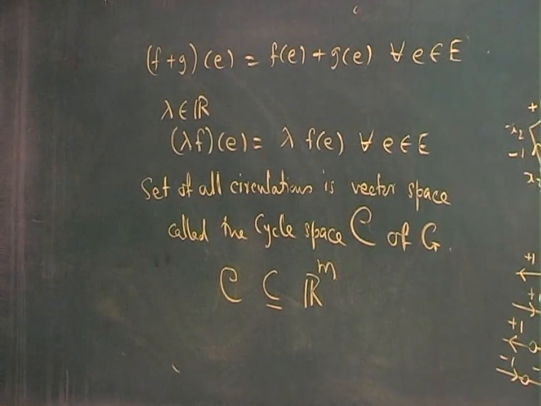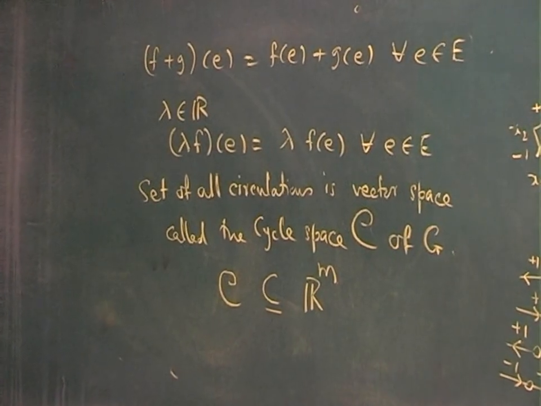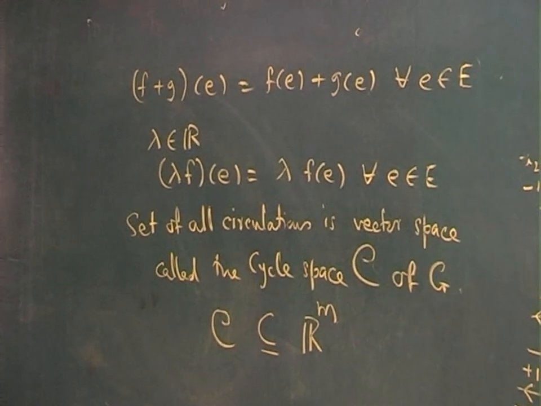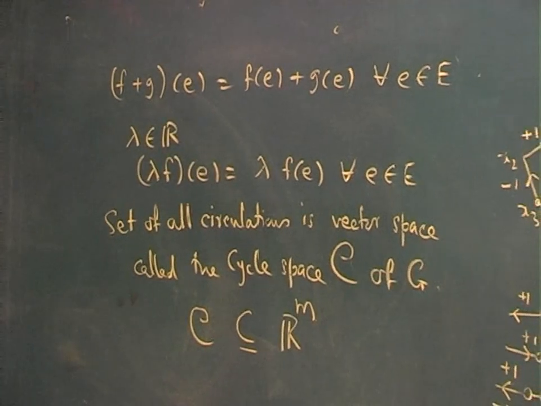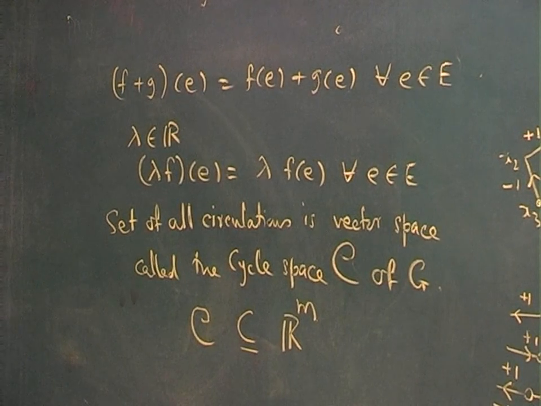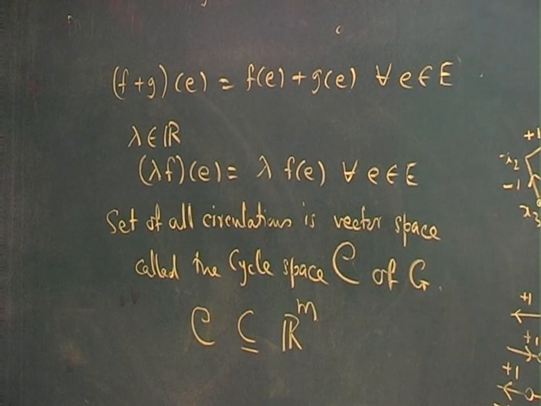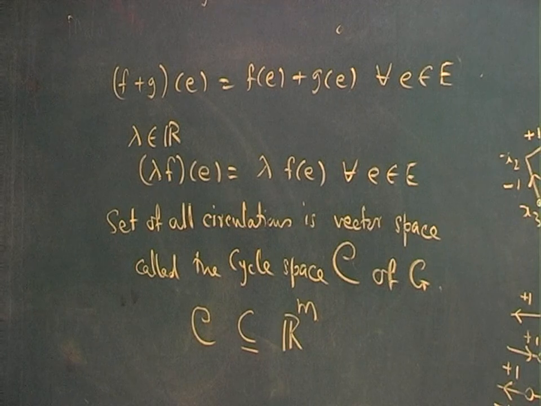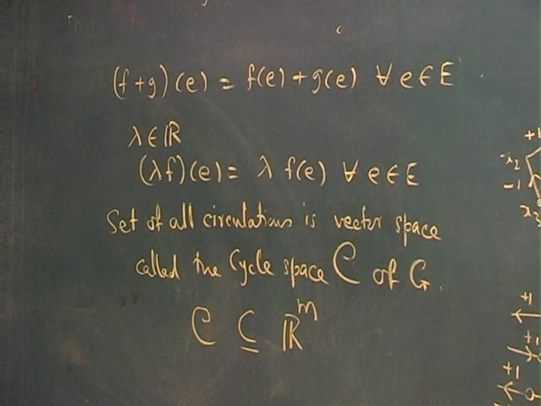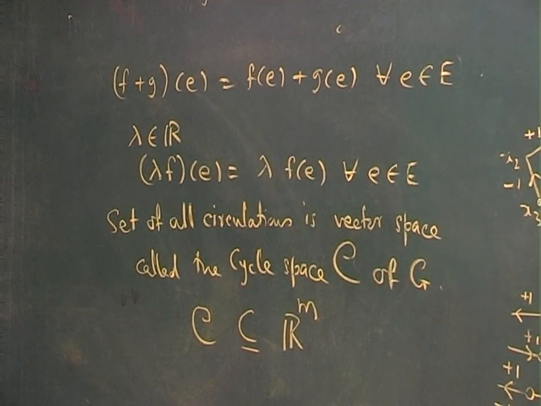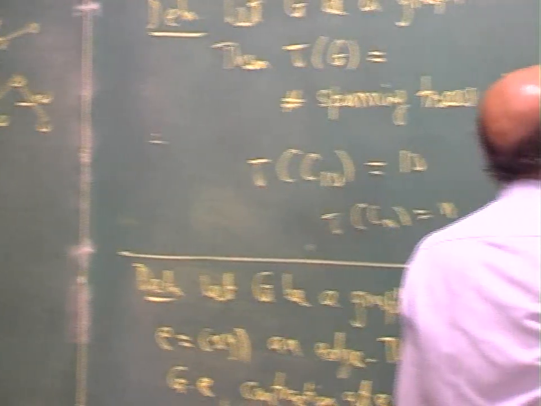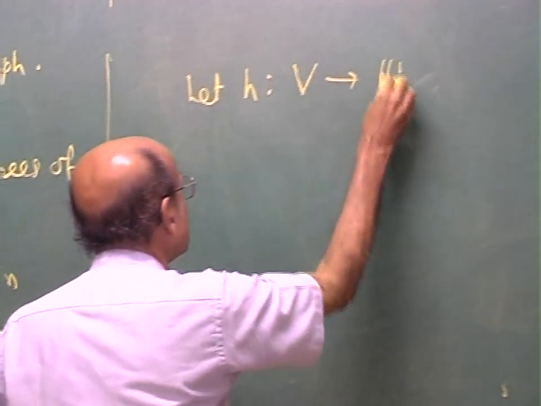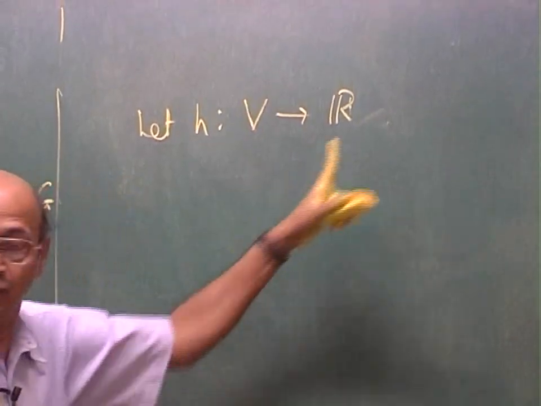I will define another vector space. In order to define that, we need a different idea. Instead of putting a function on the edges, I'll put a function on the vertices. I'll make functions on vertices. Vertex set.